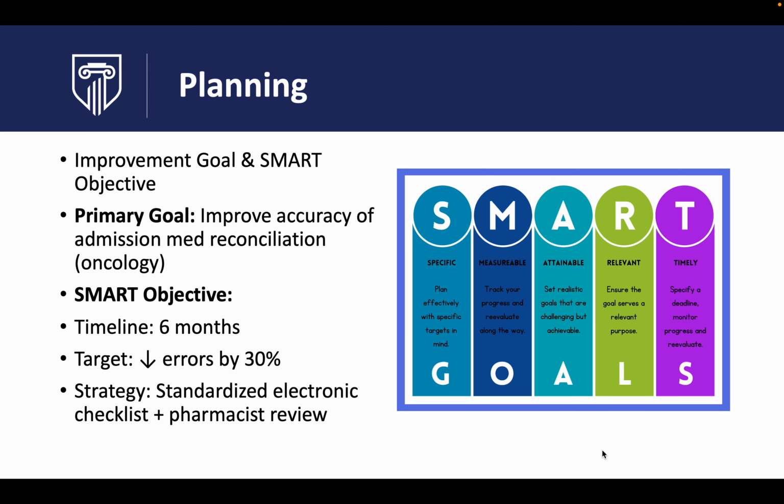So for our improvement goal and SMART objective, our primary goal is the improvement of accuracy of admission medication reconciliation. This is from Emily's side with oncology. For the SMART objective, we want the timeline to be within 6 months. We hope to have this happening and performing well within 6 months. And our target is reducing errors by 30%. Strategy for this would be the standardized electronic checklist and a pharmacist review.